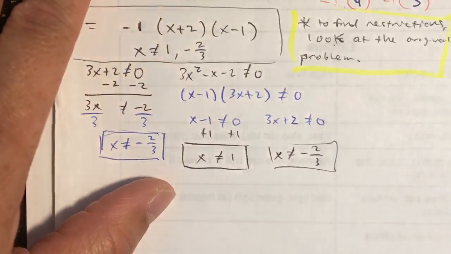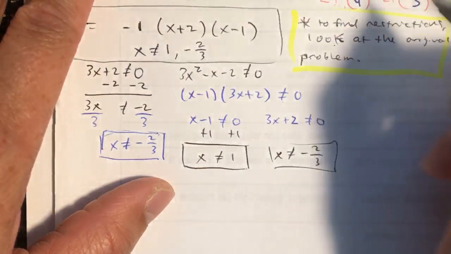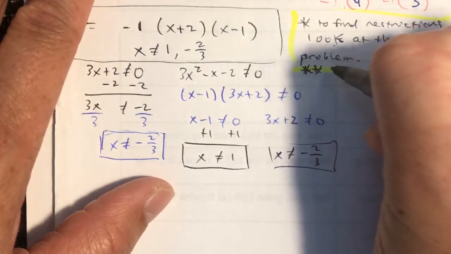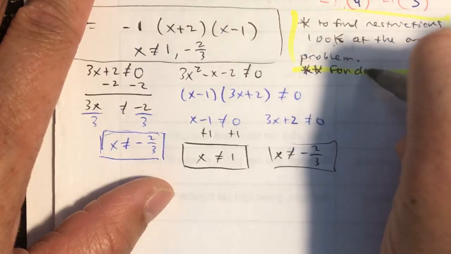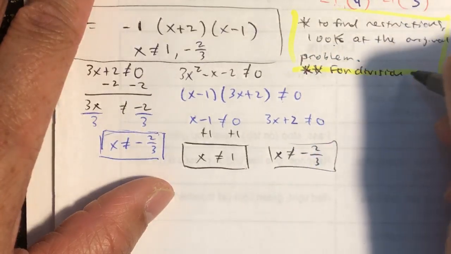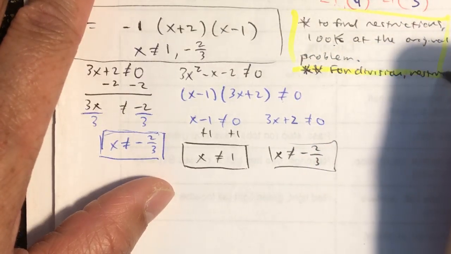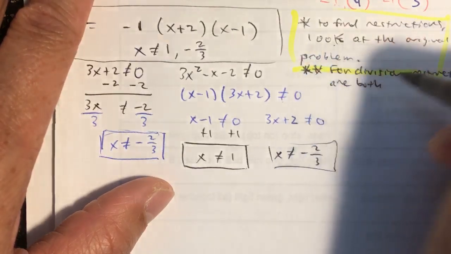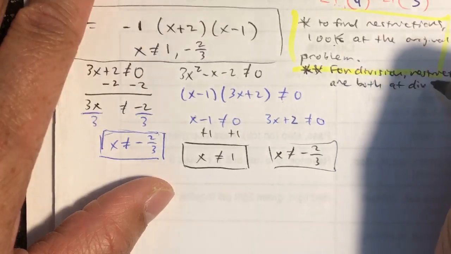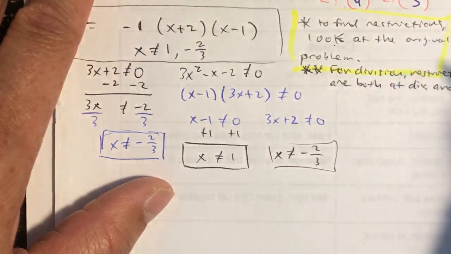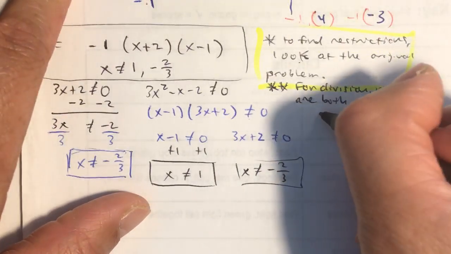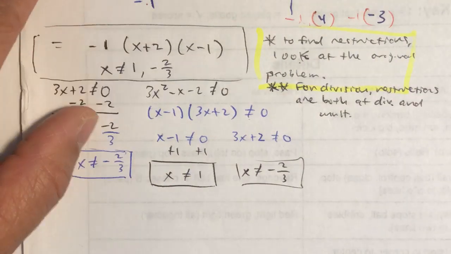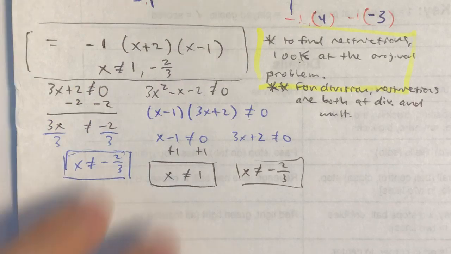And for division, let's add a second star. For division, restrictions are both at division and multiplication. Why did I say that? Because if you have one problem, let me go back up here for a second.